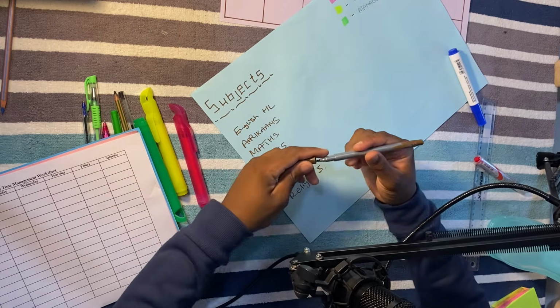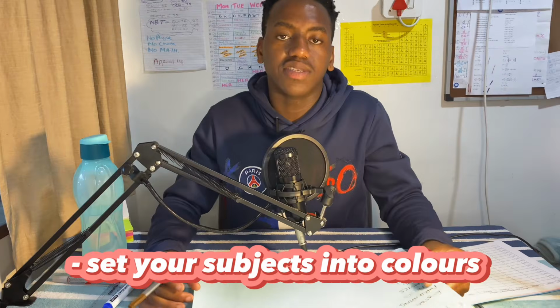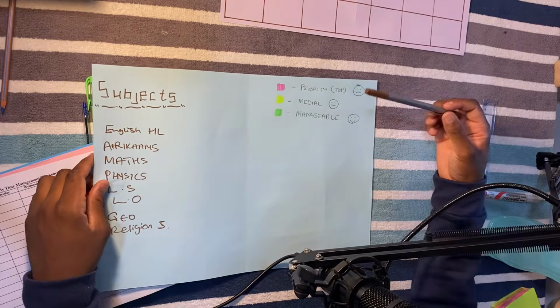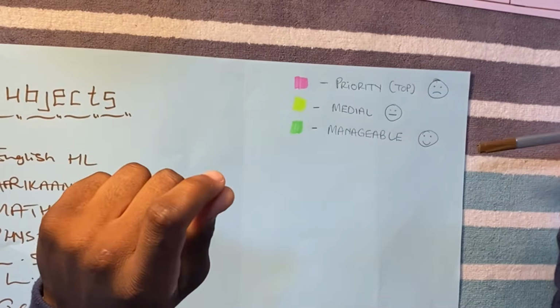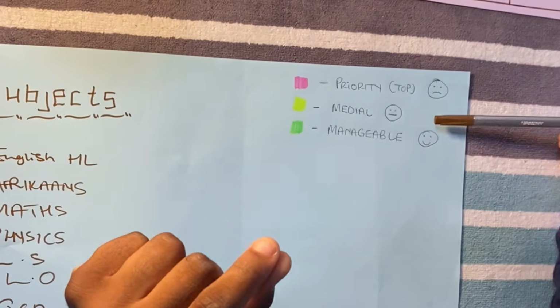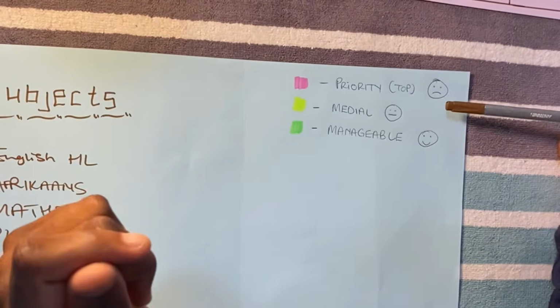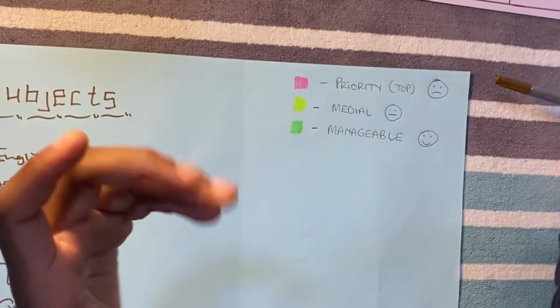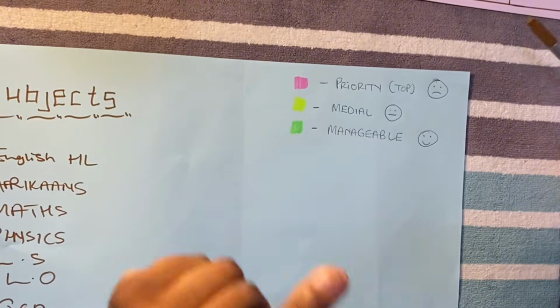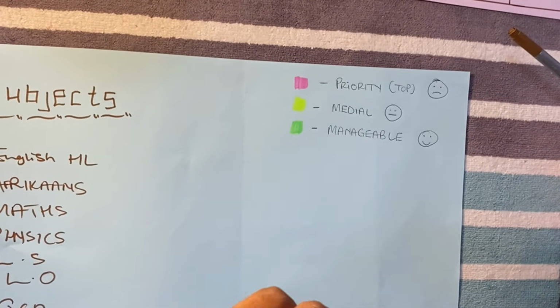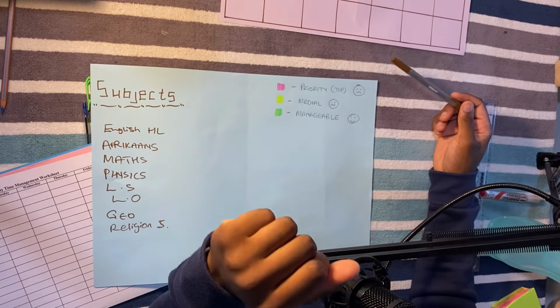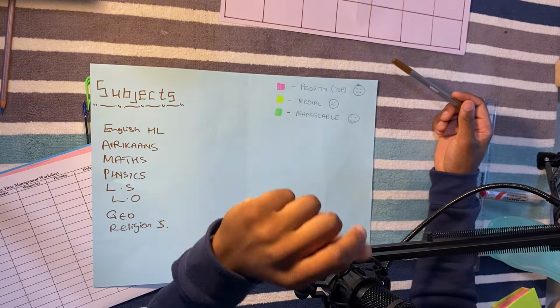Right. So in all 8 of my subjects, what we have to do now is you want to color code your subjects, right? And the way that you want to color code your subjects is in a way that you have priorities using 3 different colors, where green is manageable subjects, yellow is subjects that you find quite medial. They need a bit of time, but not as bad as red, which I used pink because I don't have a red highlighter, which are the subjects that are of your highest and top priority. That means that you're struggling in these. If you don't study, you either will fail or you'll get a very bad mark.